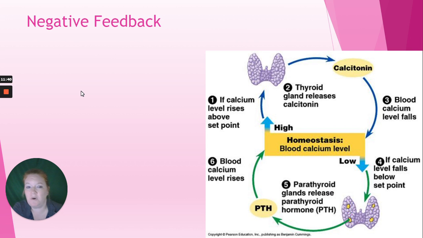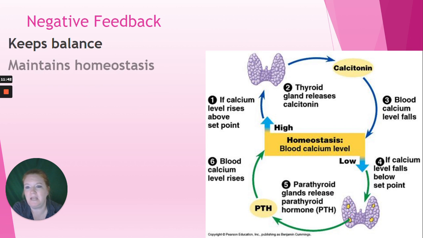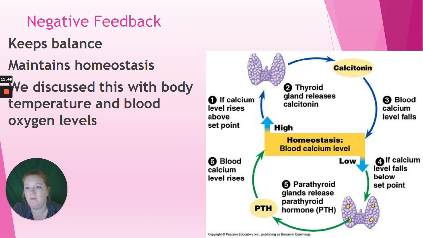All right, so negative feedback. What does negative feedback do? It keeps balance. It maintains homeostasis. We discussed this with the body when we did body temperature and blood oxygen levels. So here's an example. The calcium levels get too high, so the thyroid releases calcitonin. The calcium levels go back down, back to homeostasis. If the calcium levels are too low, the parathyroid releases parathyroid hormone, and then your calcium levels rise.